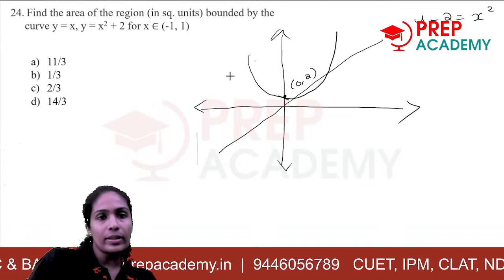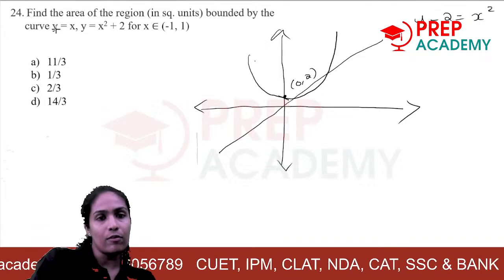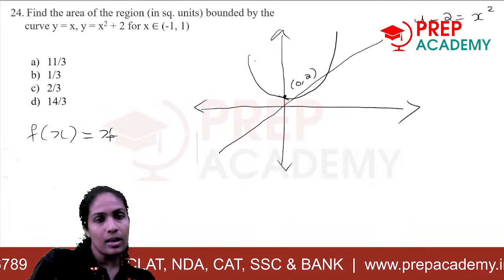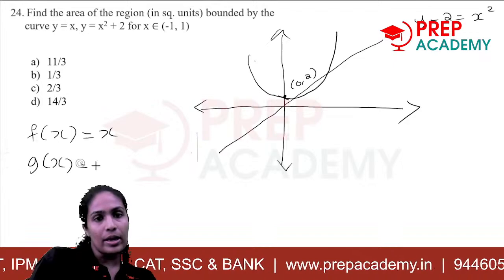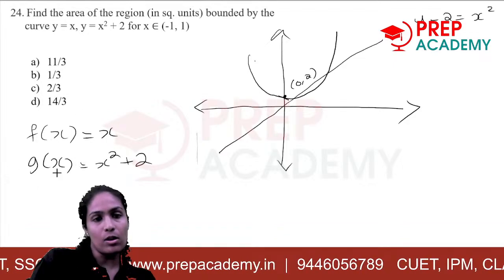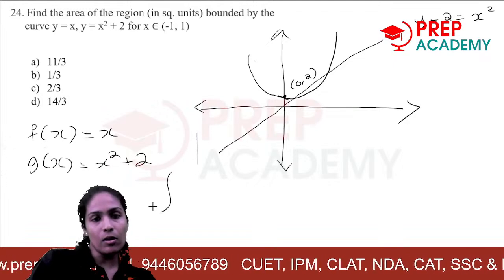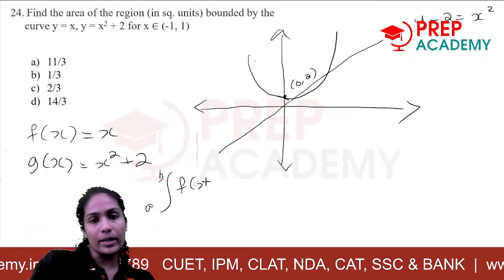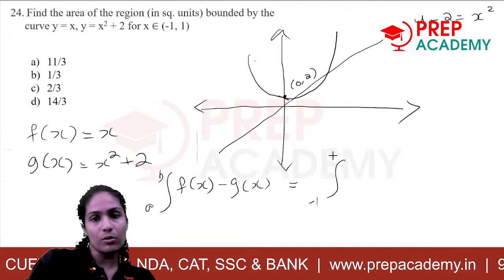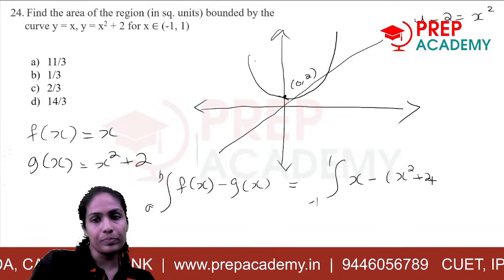So here there are two curves, f of x and g of x. f of x is y equal to x, that is x, and g of x is x square plus 2. The upper curve is denoted by f of x and the lower curve is g of x. The area between two curves is defined as the integral from a to b of f of x minus g of x. Here the limits are from minus 1 to 1. So the integral from minus 1 to 1 of x minus, x square plus 2.